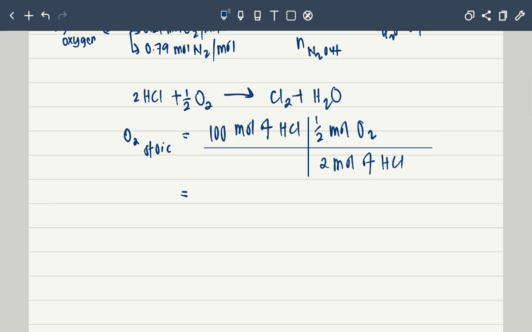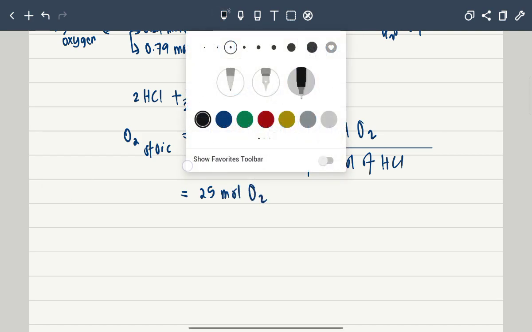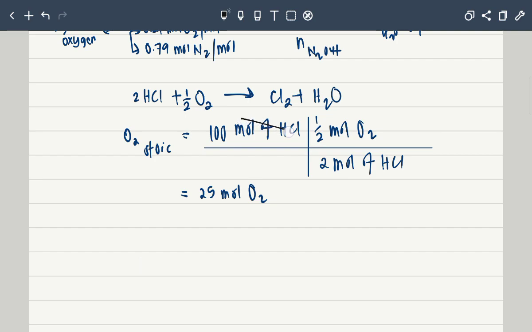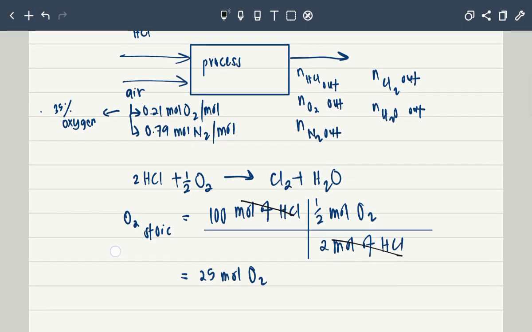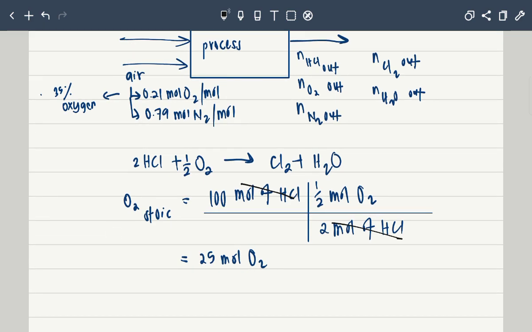Let me press the calculator. Oh, dapat 25 mol O2. Oh, by the way, boleh je kamu potong kat sini. Potong, dapat jawapan 25 mol O2. And then the question tadi dia kata apa? As kita tulis tadi, 35% oxygen excess kan.